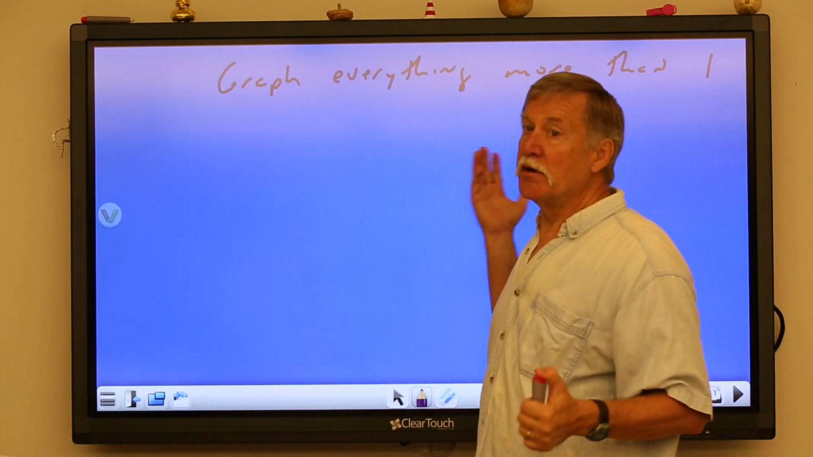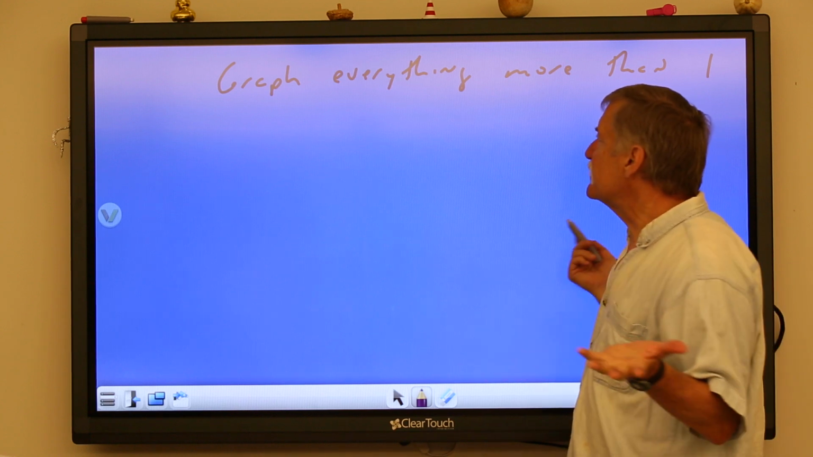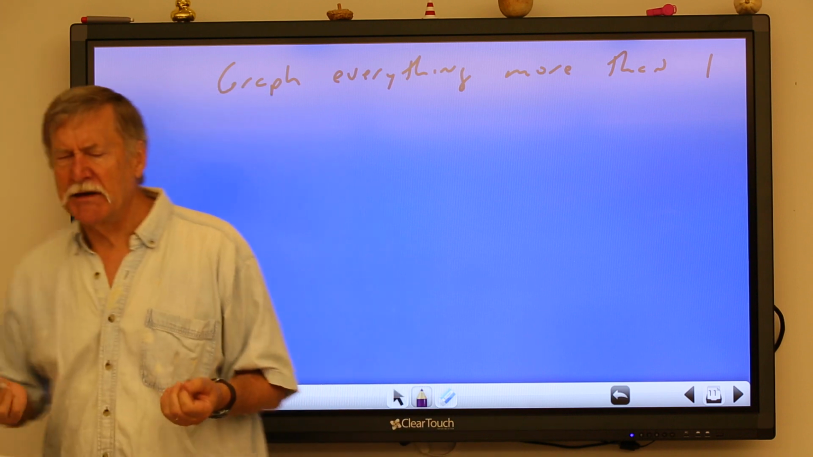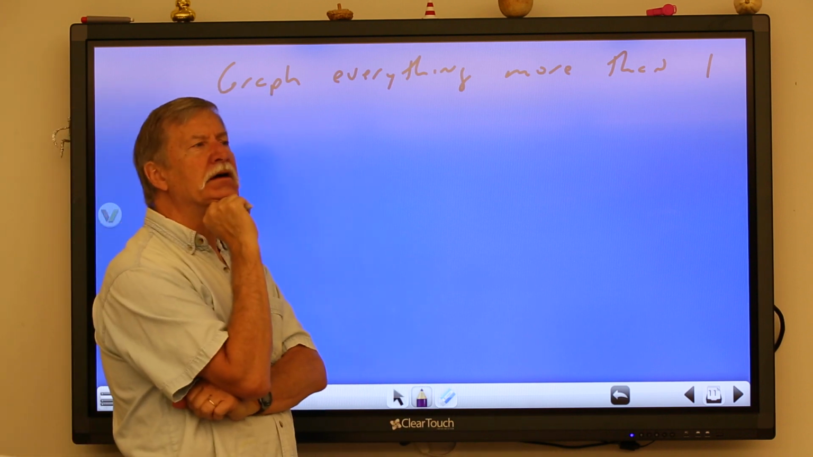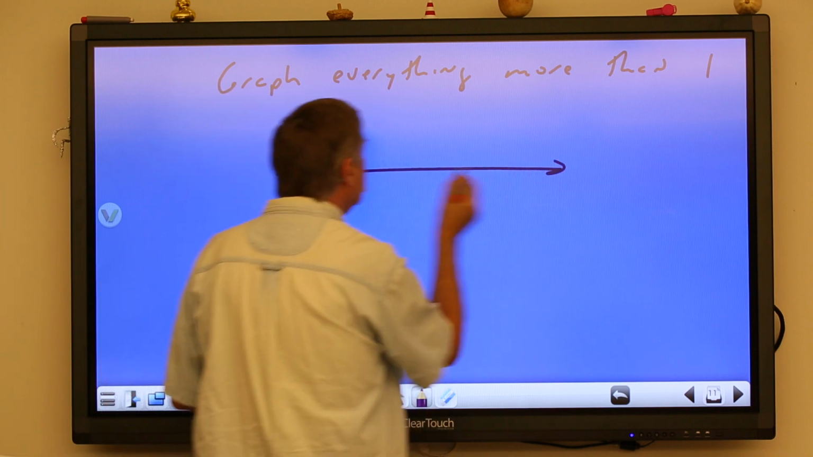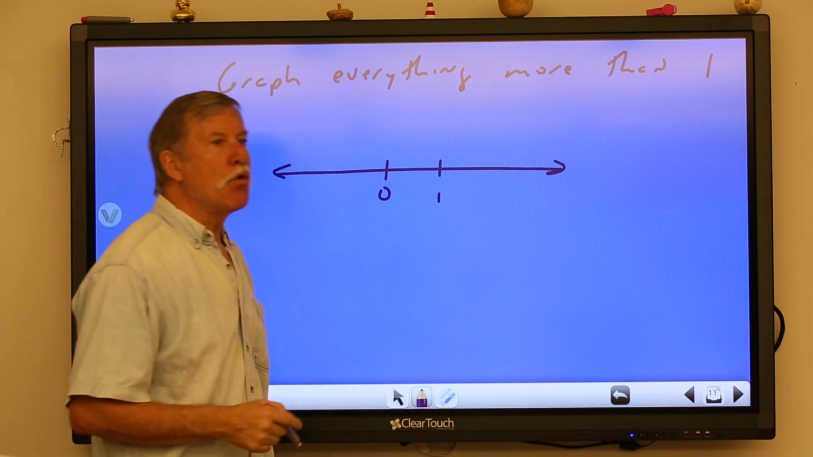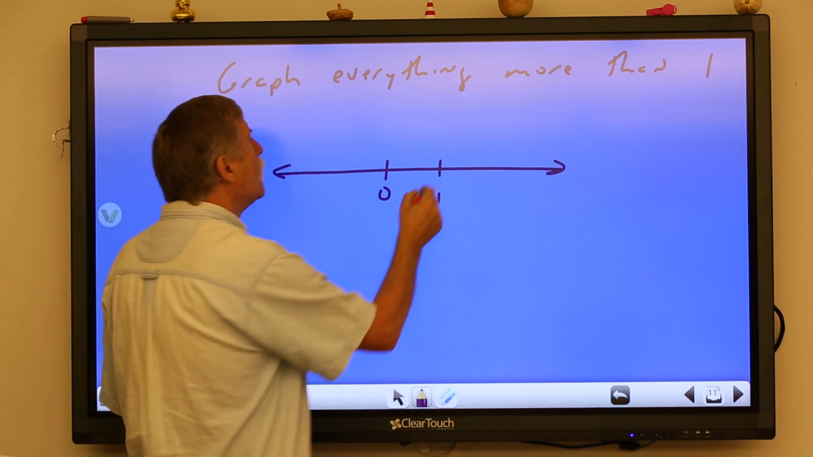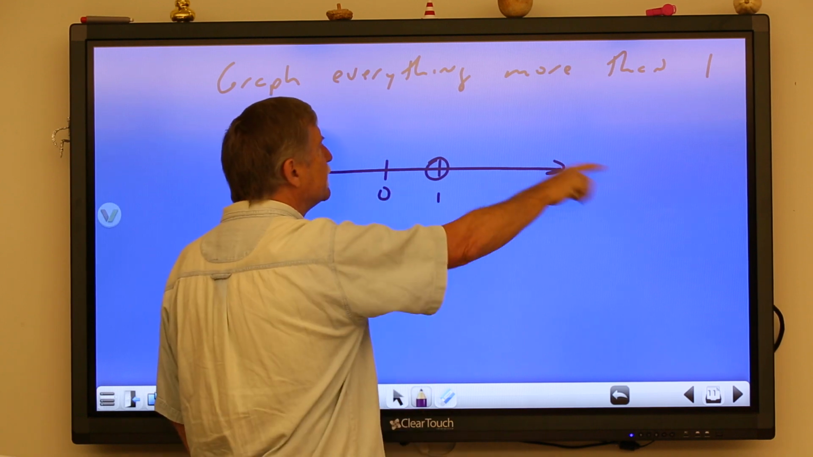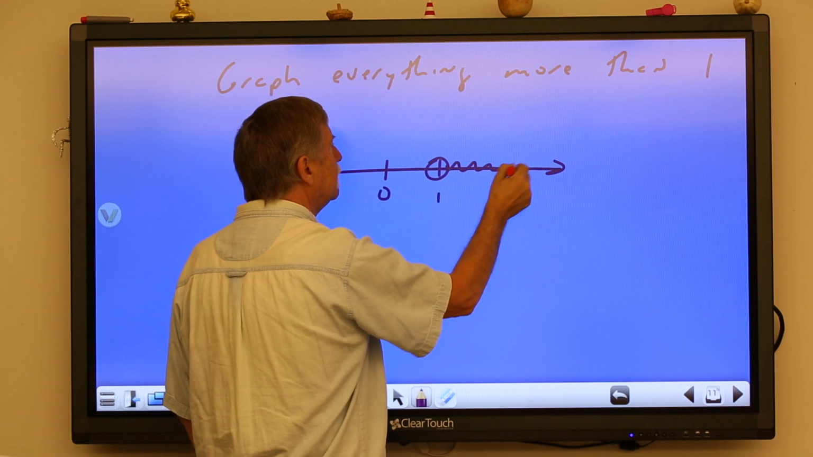All right. We can translate words also onto mathematics. Here the instructions are graph everything more than 1. You got to think everything more than 1. Is 1 more than 1? Well, I don't think so. 1 is the same as 1, so 0, 1. Everything more than 1, so I'm going to use an open circle on 1, and I'm going to shade the direction of numbers that are more than 1, like 2, 3, 4, 5, and so it looks like that.